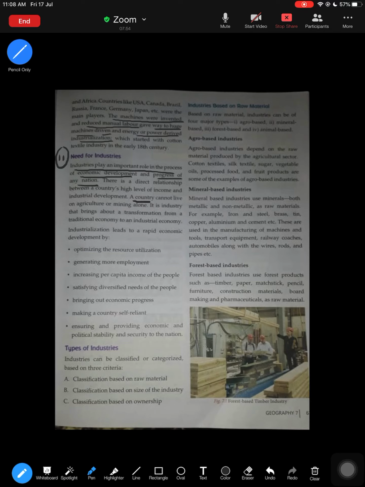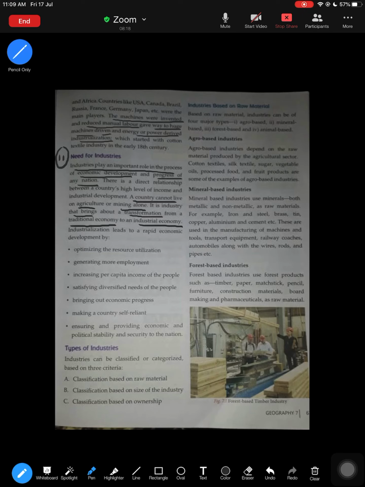A country cannot live on agriculture or mining alone. It is industry that brings transformation, meaning change, from traditional economy to industrial economy. So it is very important for a country to have industries, because it is industry that is responsible for bringing that change from just depending on agriculture to a more industrial or manufactured developed economy.